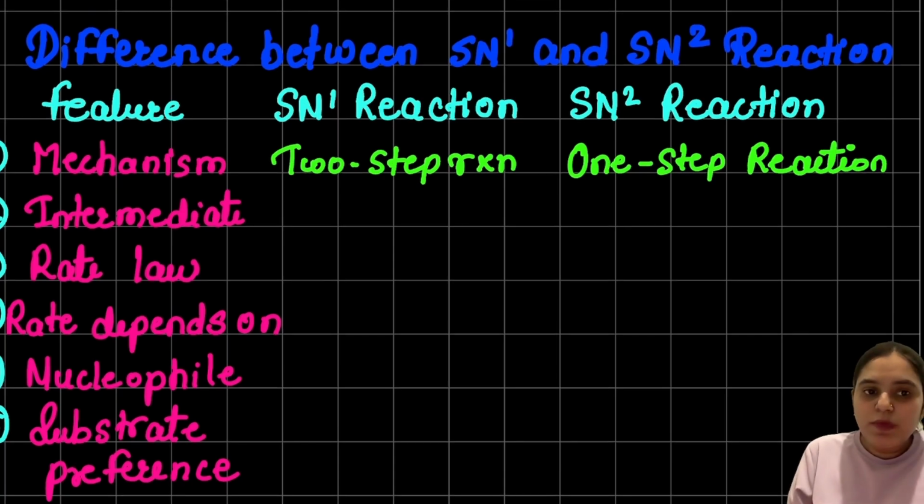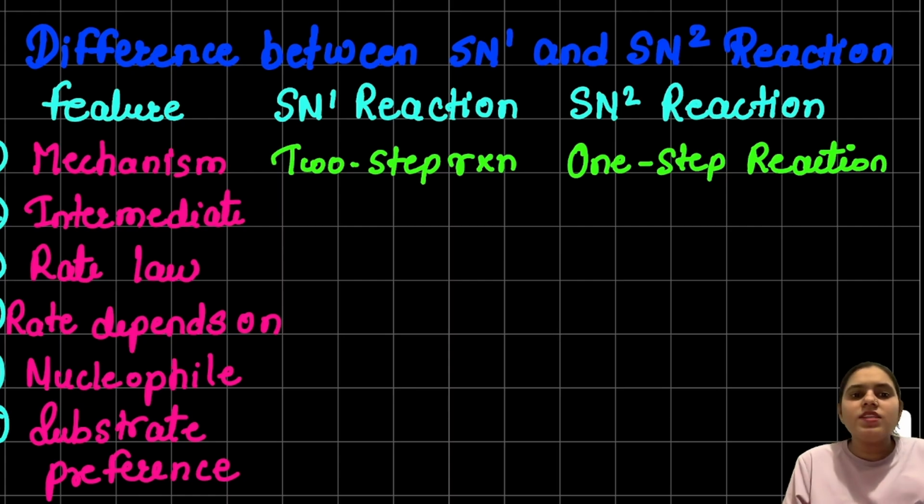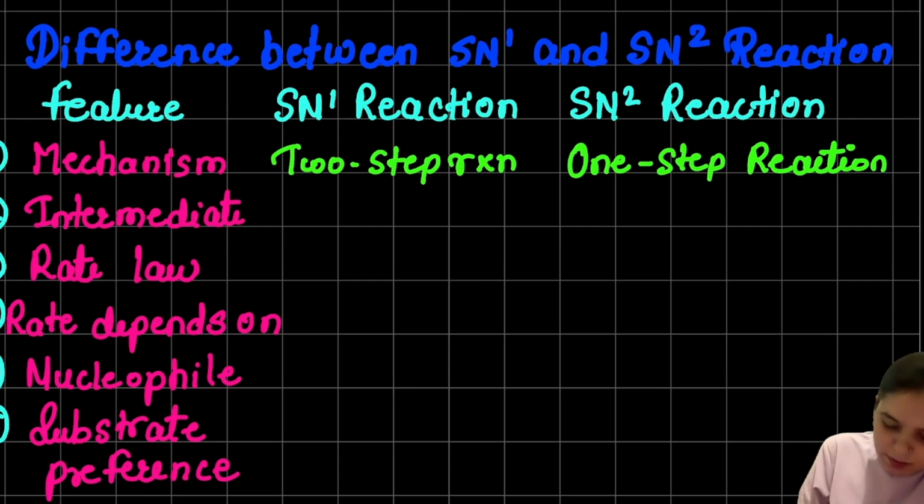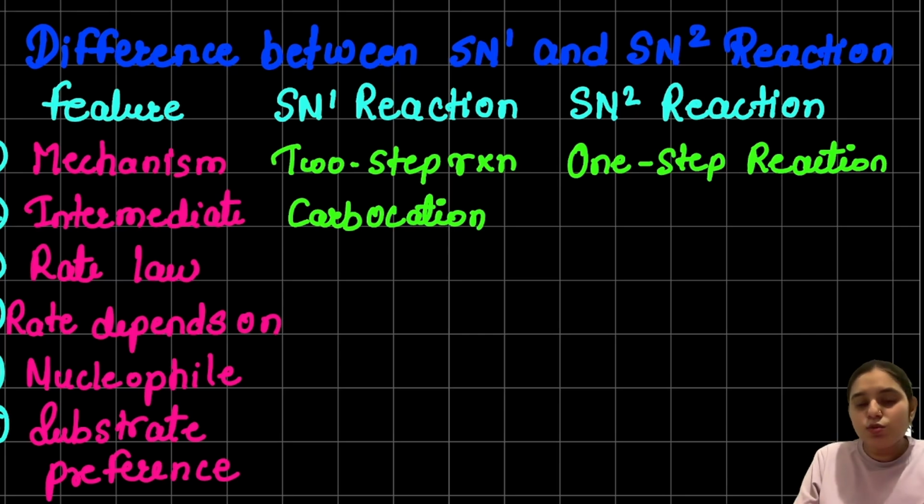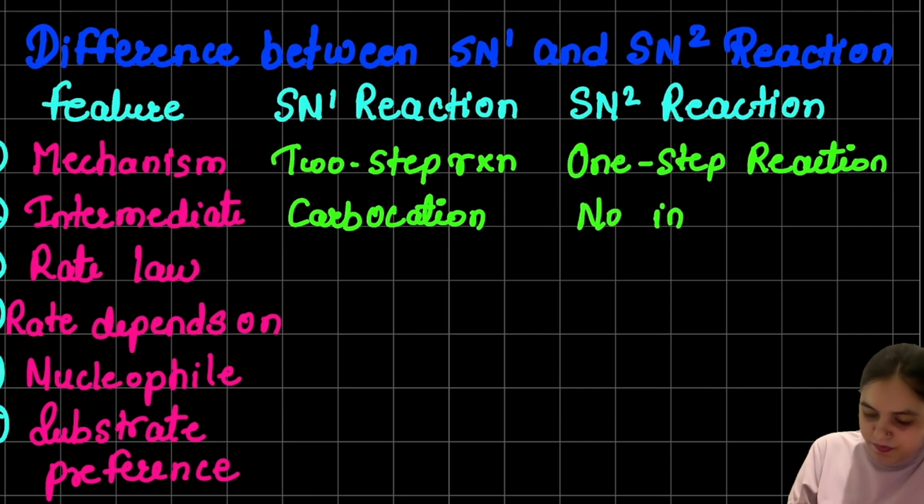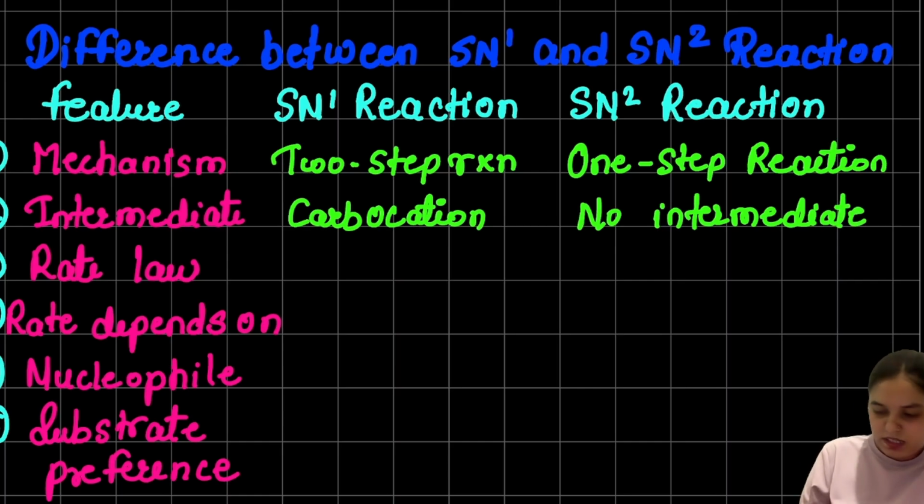The second point is intermediate. In the SN1 reaction, a carbocation intermediate is formed, right? In contrast, the SN2 reaction does not form any intermediate. No intermediate is formed in the SN2 reaction.